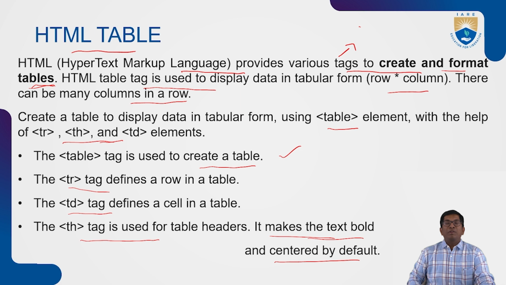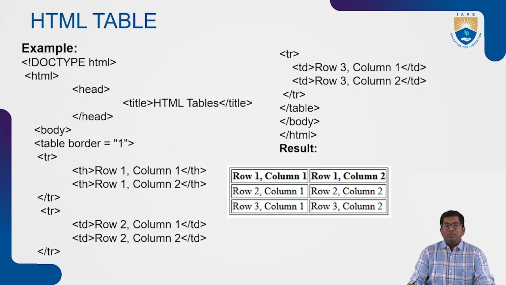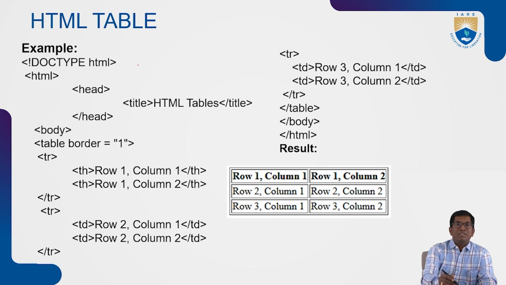So these are very important elements about table tags: table, tr, td, th. Now with a simple syntax we will see how to create the table. We have already discussed the basic structure in the previous video. So the root declaration is doctype HTML, which tells us we are writing in HTML5, the version we are using.